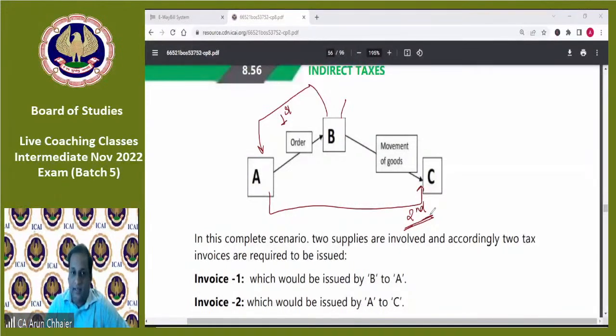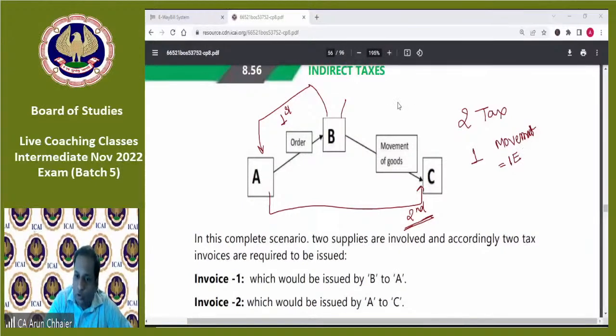Am I right? Correct, no? There would be two tax invoices, but the e-way bill would be one according to the movement of the goods. There would be one e-way bill because there is only one movement. So therefore, there is only one e-way bill.